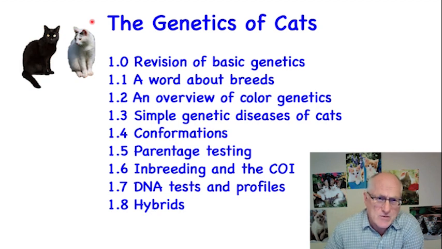So these are the topics that we are going to discuss today. We'll start with a revision of basic genetics, followed by a word about breeds, an overview of color genetics, which will be simplified, a discussion of genetic diseases of cats, the genetics of several particular conformations seen in cat breeds. We'll talk about parentage testing, inbreeding and the coefficient of inbreeding, an overview of DNA tests and profiles that are available. And finally, I'll talk about hybrid cat breeds.